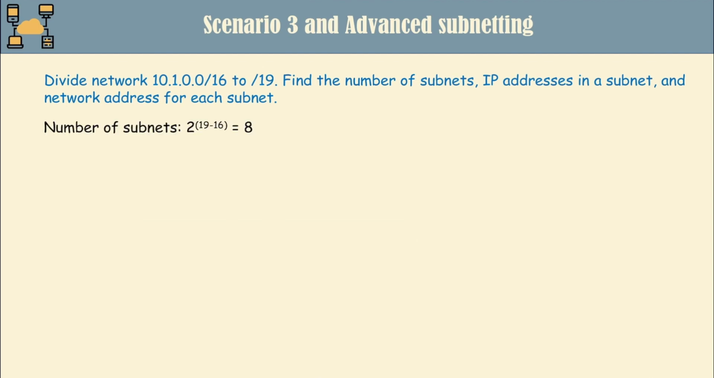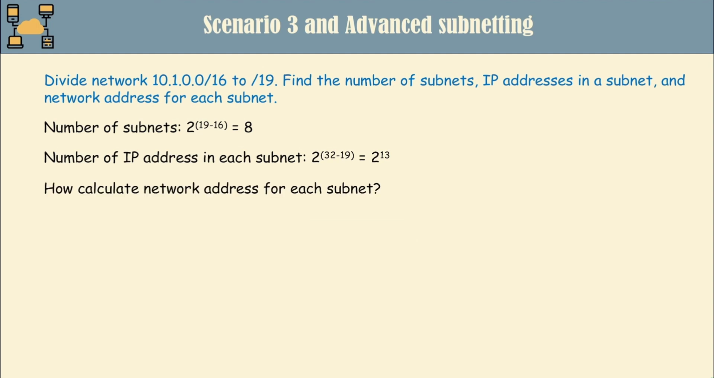Number of subnets: 2 to the power of 19 minus 16 equals 8. Number of IP addresses in each subnet: 2 to the power of 32 minus 19 equals 2 to the power of 13. How to calculate the network address for each subnet? Assume x equals 32 minus 19, which is 13. We have a table to calculate x.